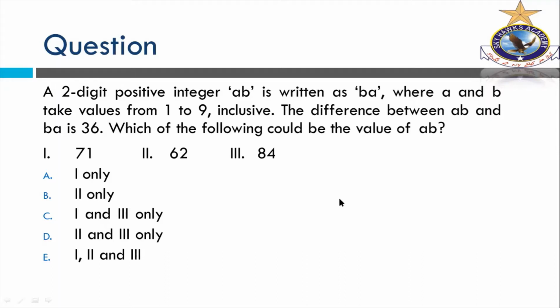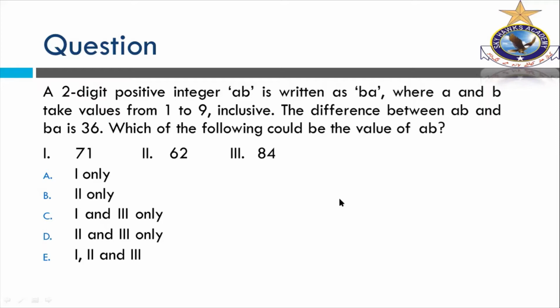Okay, it's the two-digit positive integer AB is written as BA. AB and BA, commutative property, where A and B take values from 1 to 9. It's a single digit number, so no double figure, 1 to 9 inclusive. That 1 and 9 are inclusive. The difference between AB and BA is 36. So once again, it's a very important information to note. Which of the following could be the value of AB?